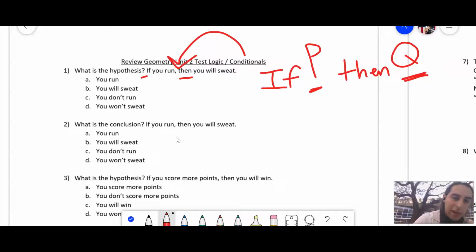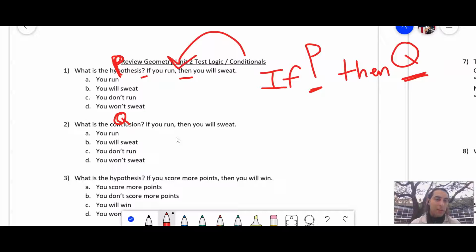So whenever you see the hypothesis, that's your P. Okay, they're asking you what is after the if. If it asks you for the conclusion, like on number 2, that's asking you for the part after the then. Okay, so if P, then Q. If hypothesis, then conclusion. So you need to know that the hypothesis is after the if at the beginning, and then the conclusion is after the then at the end.